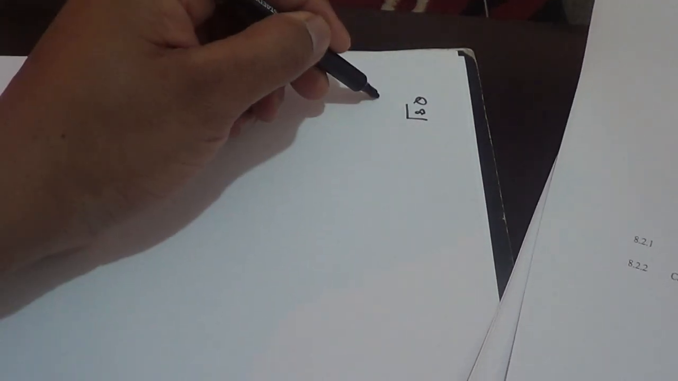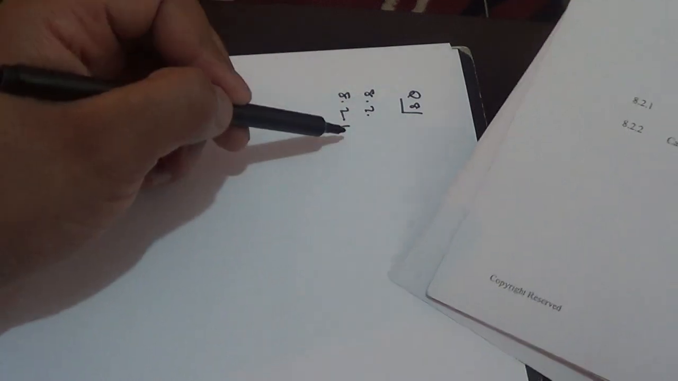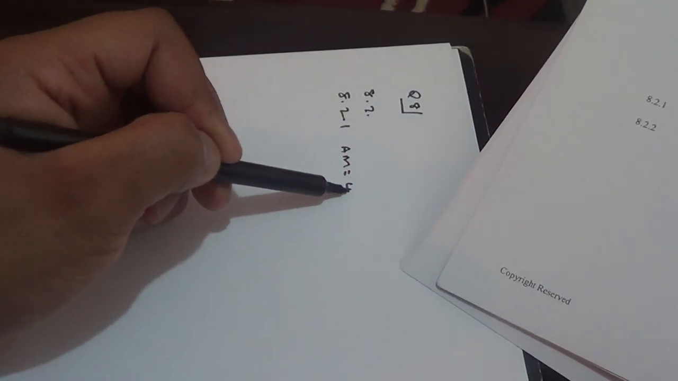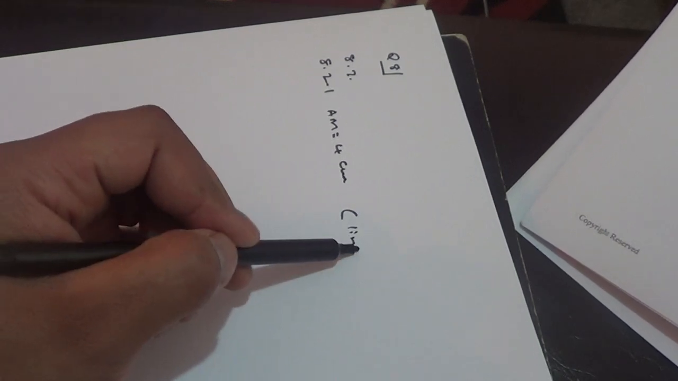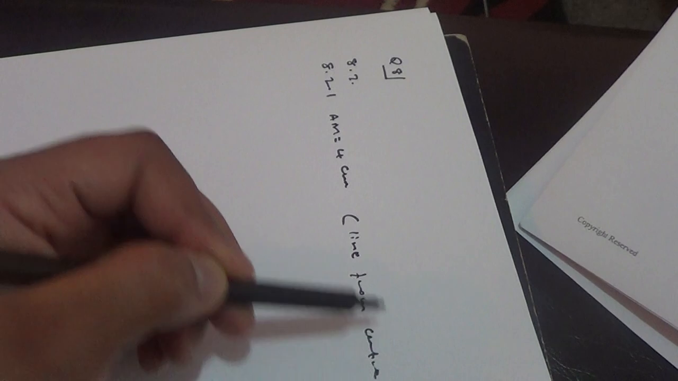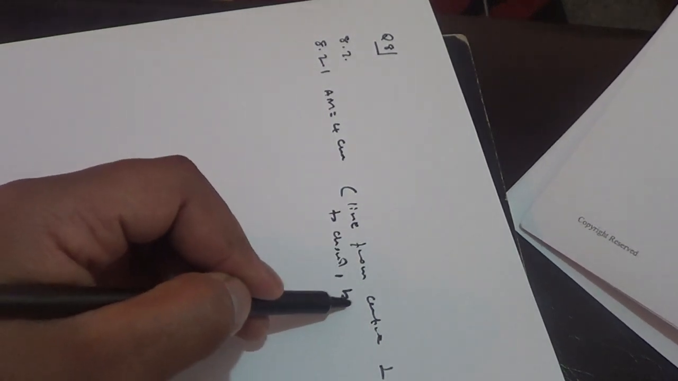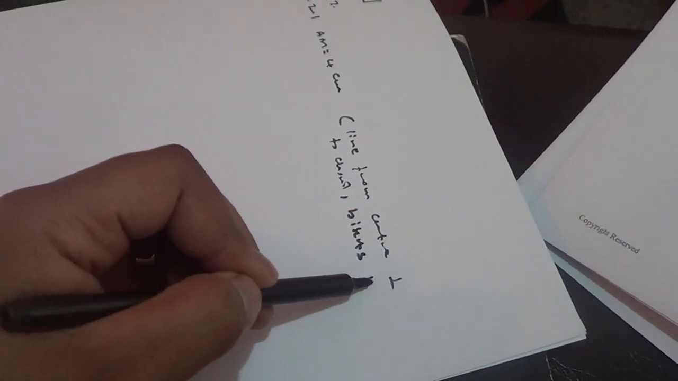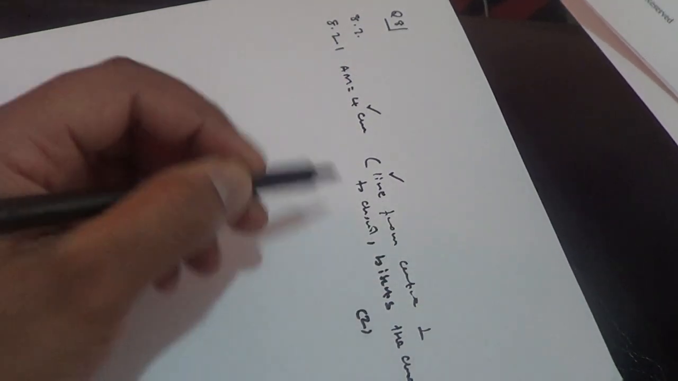Of course, they said write down. So at some point, you just try to follow as much of the instruction that is given as possible. So we have 8.2.1. Of course, we know that AM is going to be equal to 4 centimeters. Okay, great. Can just say line from center perpendicular to chord bisects the chord. Alright, so that is easy and it's clear. So you get a mark for the value and for that statement. And then we move on.